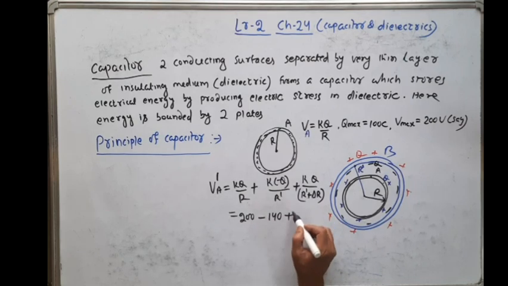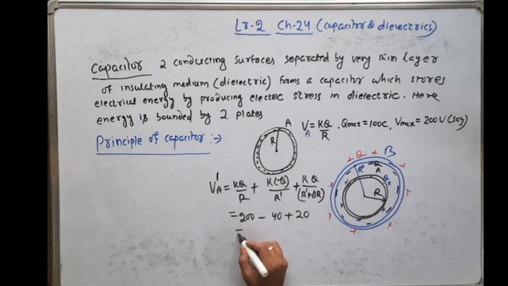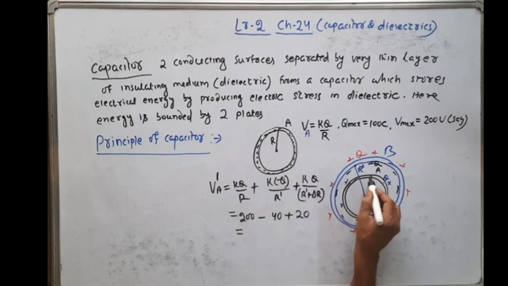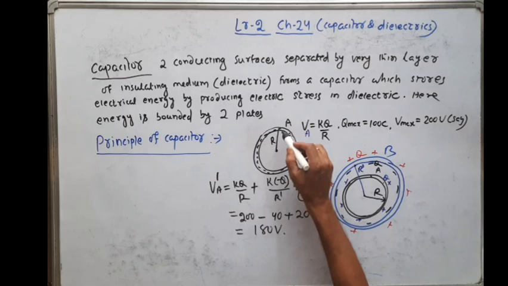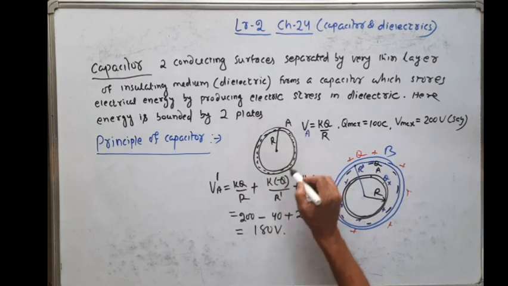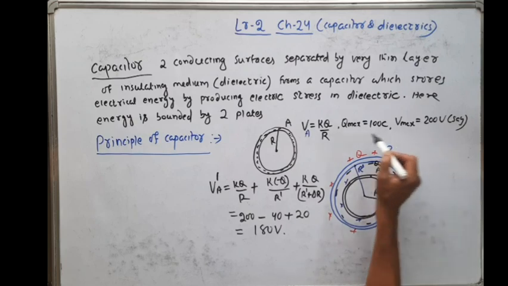So here let us say this voltage, just take an example, is minus 40, and this is less than that, let us say 20. So what is the net potential now on the A surface? So it is 180 volt.